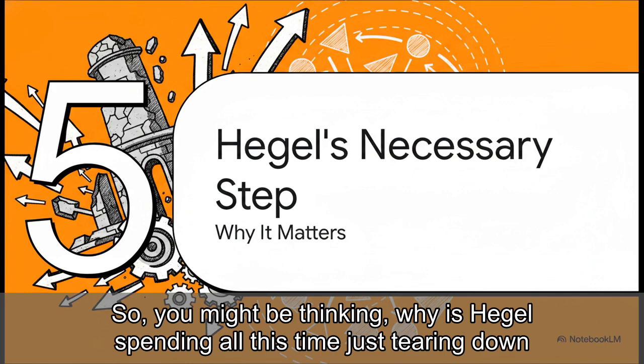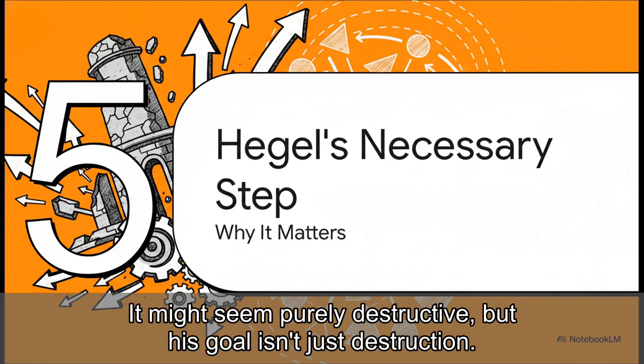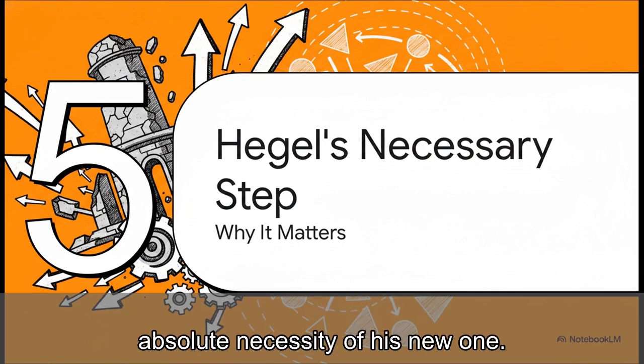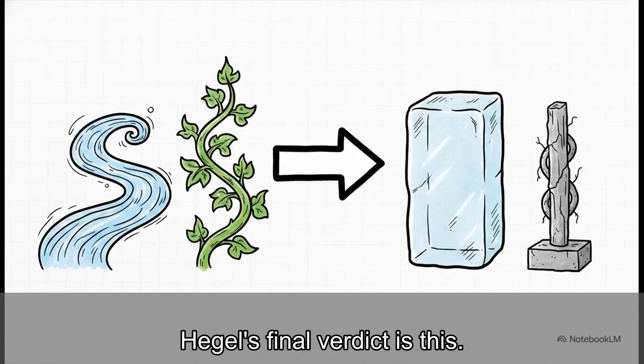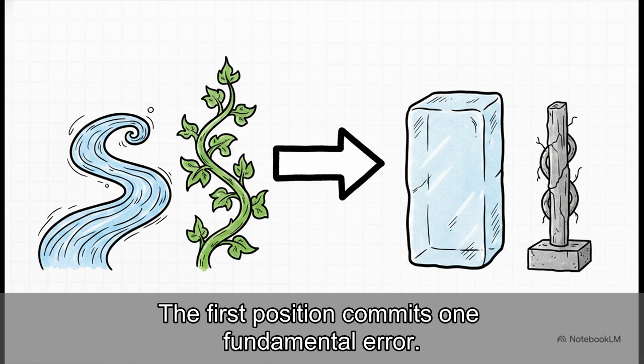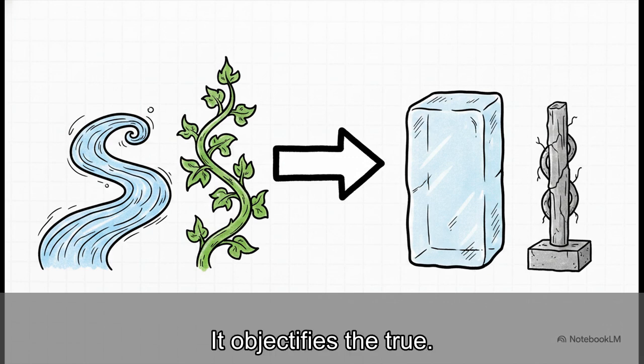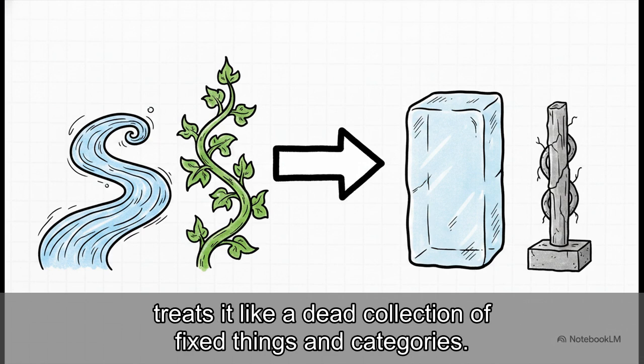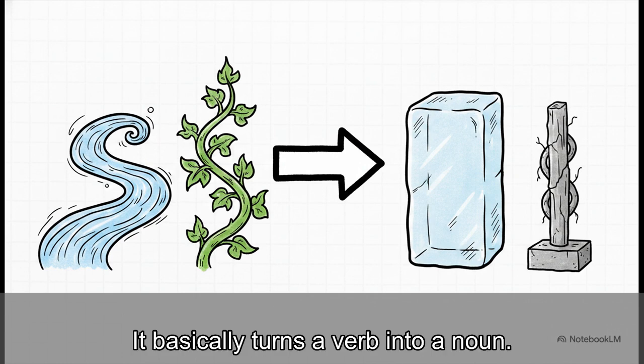So, you might be thinking, why is Hegel spending all this time just tearing down this old way of thinking? It might seem purely destructive. But his goal isn't just destruction. By showing us exactly how and why the old system fails, he's demonstrating the absolute necessity of his new one. Hegel's final verdict is this. The first position commits one fundamental error. It objectifies the true. It takes the living, breathing, dynamic process of thought and reality and treats it like a dead collection of fixed things and categories. It basically turns a verb into a noun.